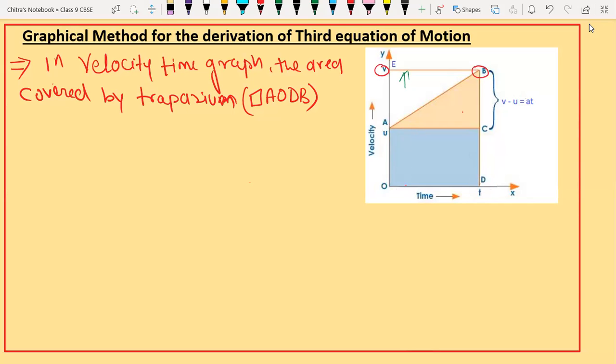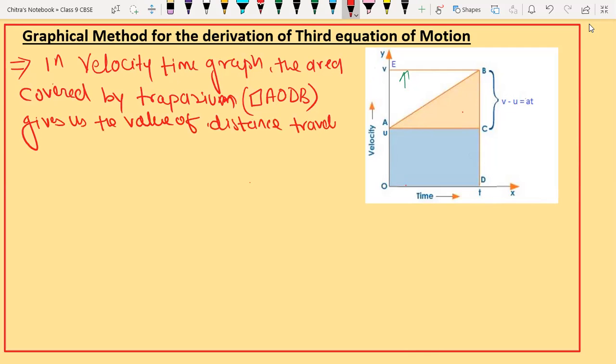Okay. So in the velocity time graph, the area covered by trapezium AODB gives us the value of distance traveled by an object. Understood that statement, everyone?